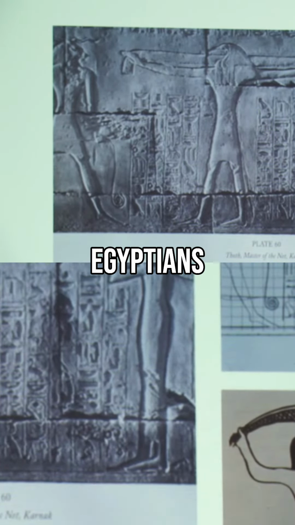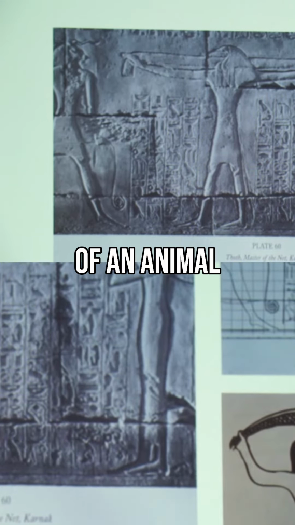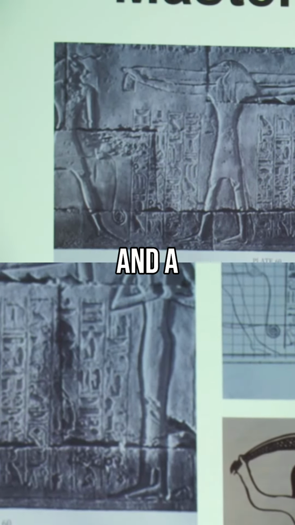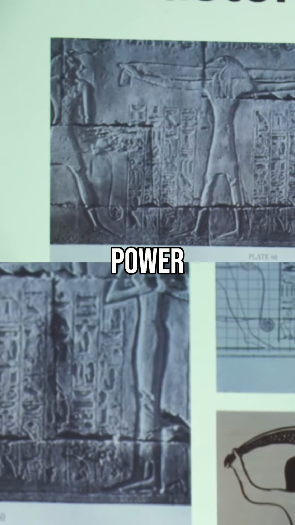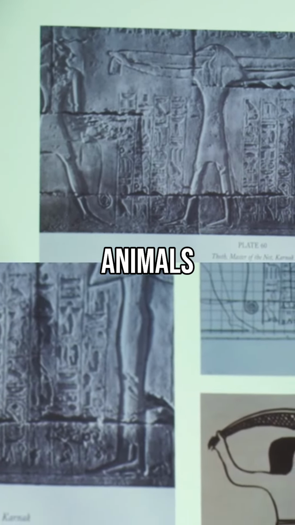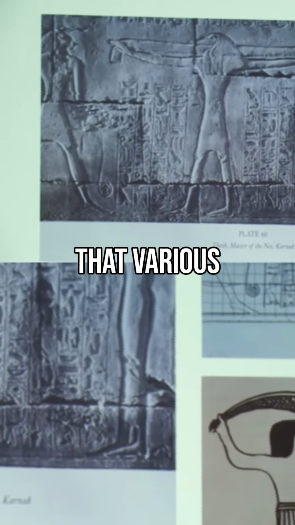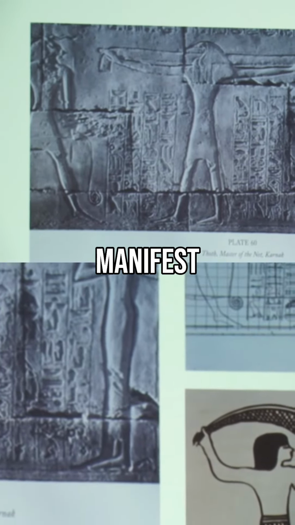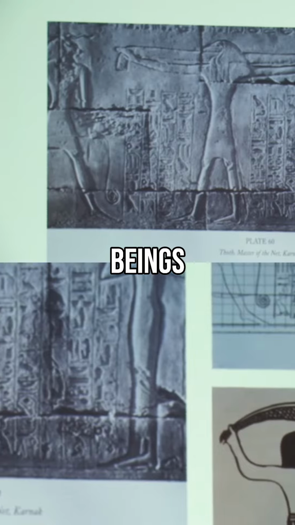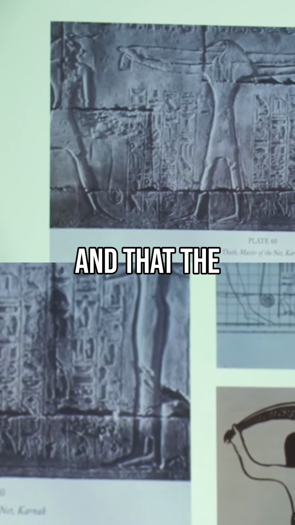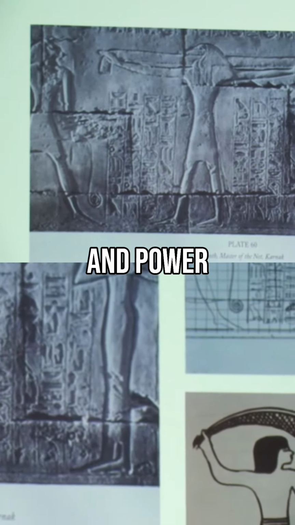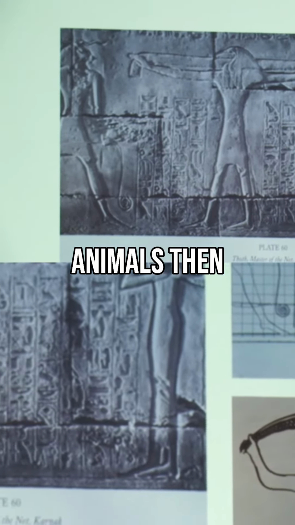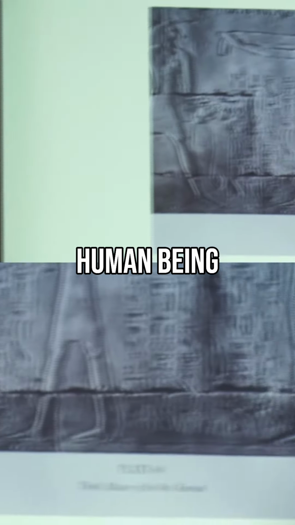And when the Egyptians would use the head of an animal, it represented a state of consciousness and a type of primordial power. So it wasn't that they worshipped animals, it was that they understood that various aspects of power from the mind of God manifest itself in different beings and different processes, and that the state of consciousness and power manifest in particular animals. And those animals then have the head on the body of a human being.